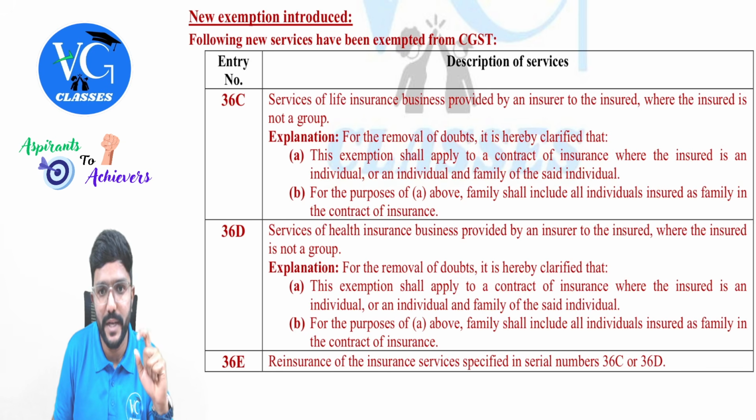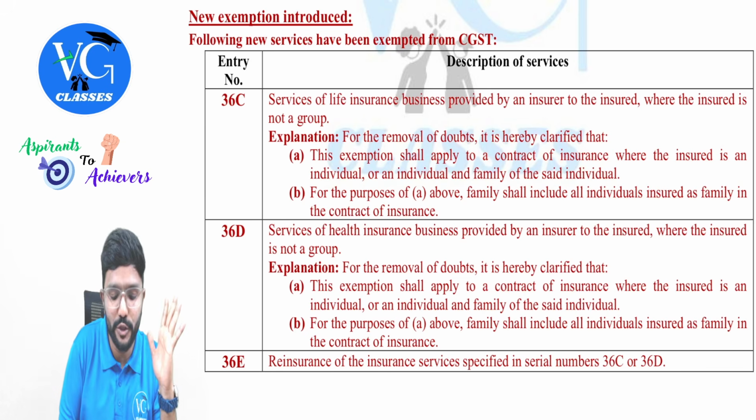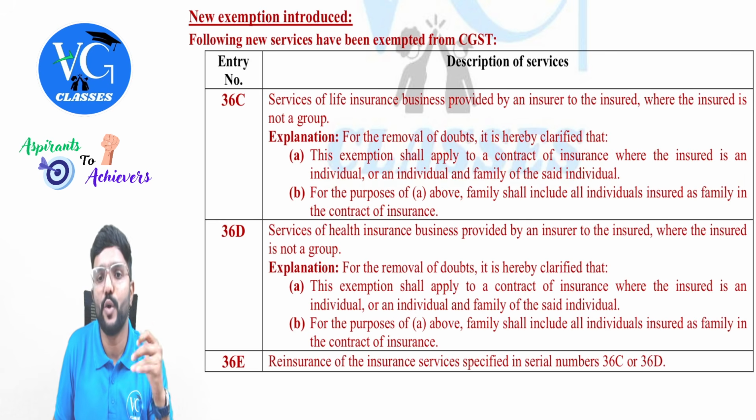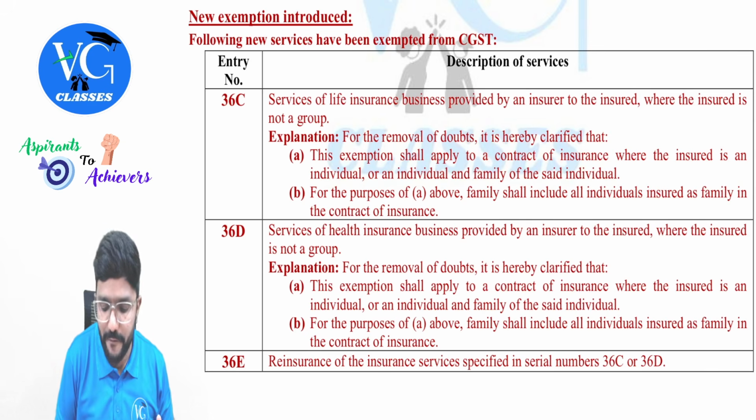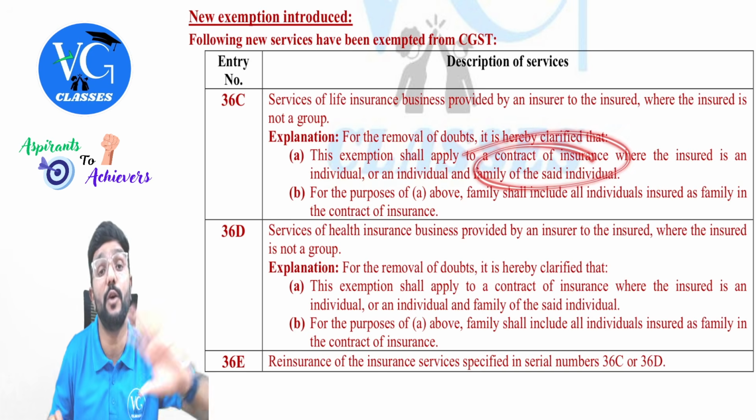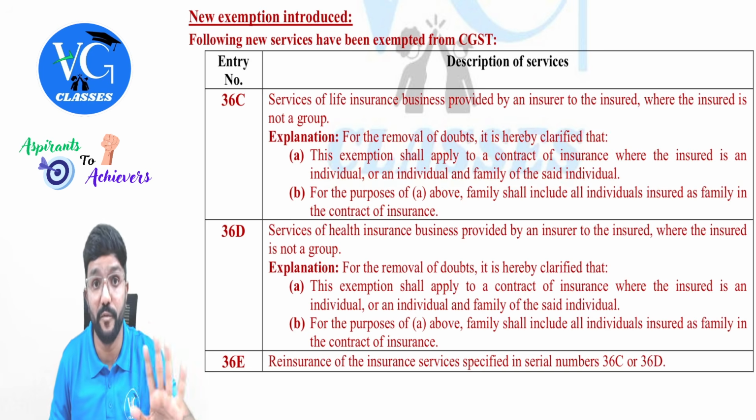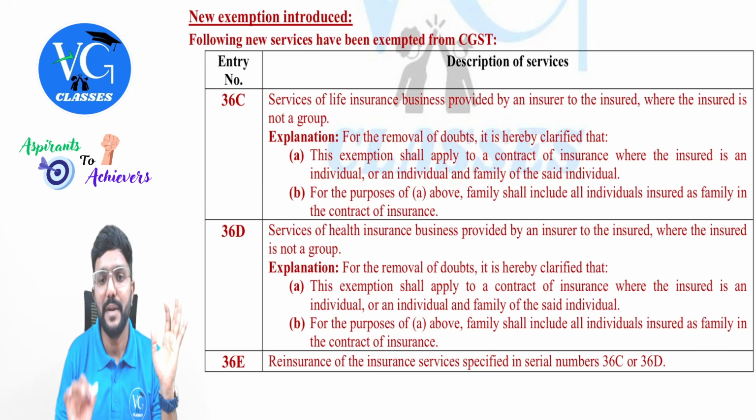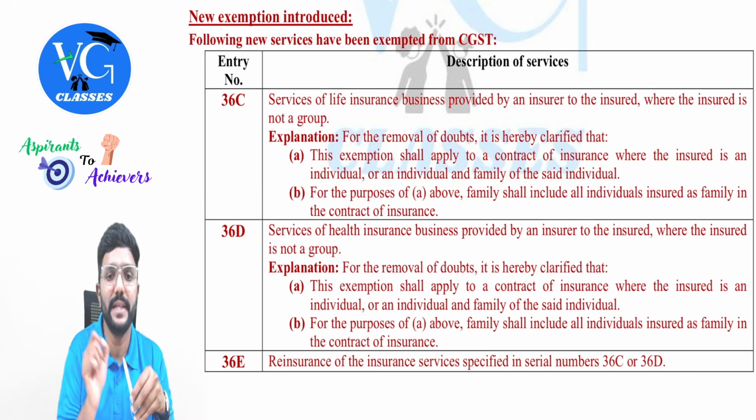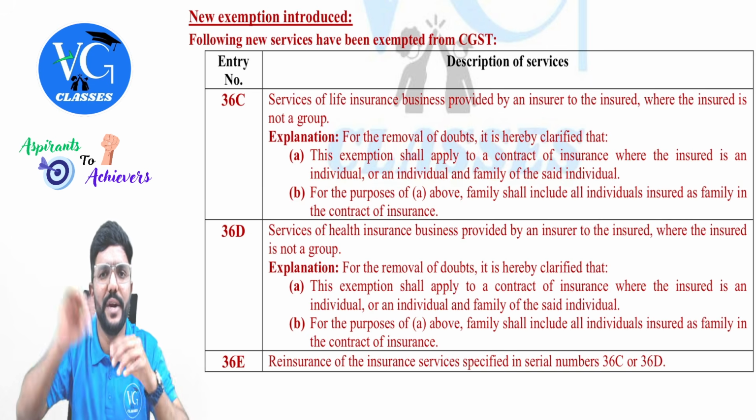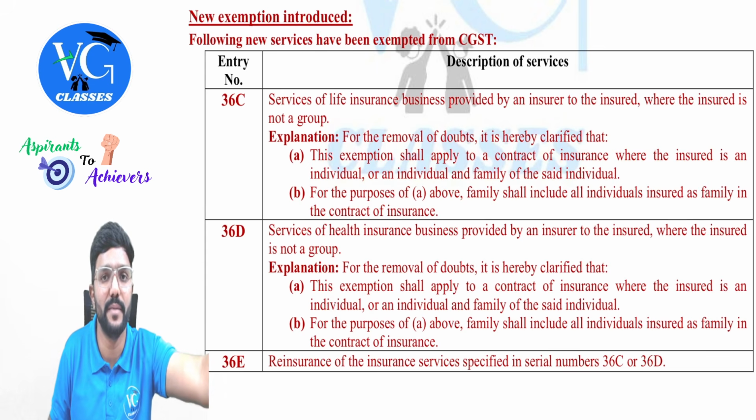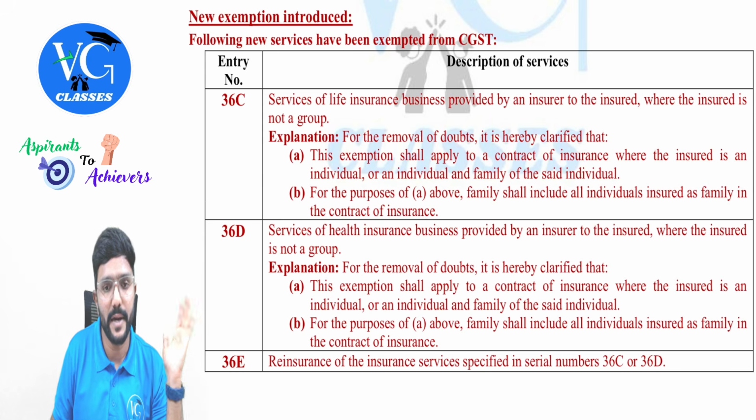Explanation. For the removal of doubts, it is hereby clarified that, guys, they told it should not be a group. But in the explanation, this exemption shall apply to a contract of insurance where the insured is an individual or the individual and the family of the said individual. Means, sir, is family of the individual allowed? Yes. It can be a group for family, but not for others. For the purposes of A above, family shall include all the individuals insured as family in the contract of insurance. Means, are they defining who is included in the family here? No, no. They are telling whoever is a part of the contract of insurance as a family member, we will consider them. Clear?